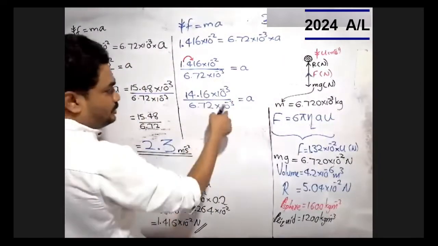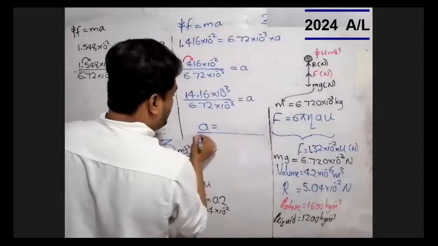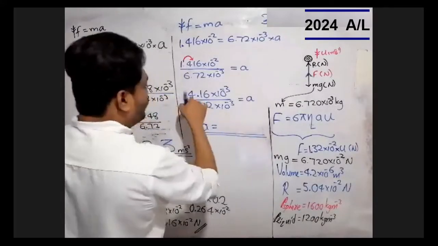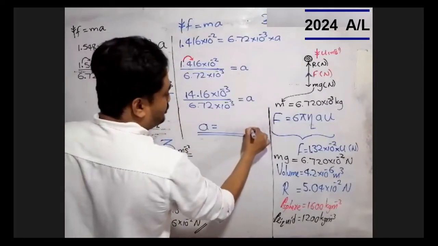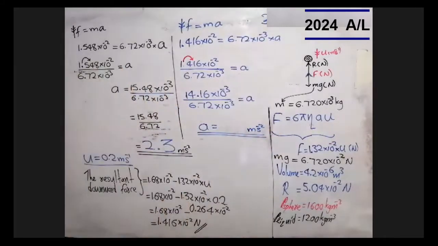Now minus 3 and minus 3 cancel out. A equals, you have to divide this 14.16 by 6.72. Complete it there. And if you want any further help to understand this, just send me a message. I can help you. Send a Zoom message so I can help you.